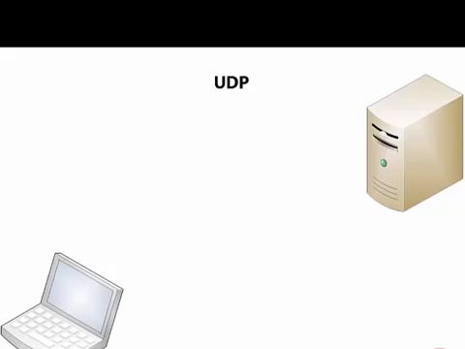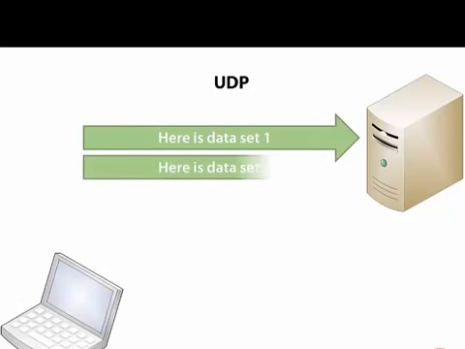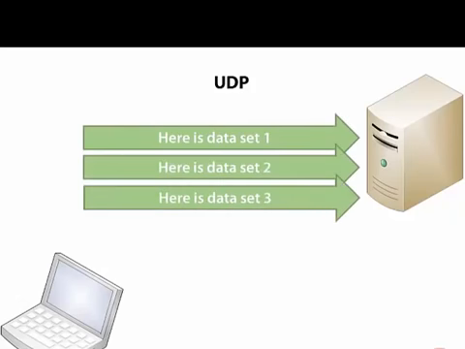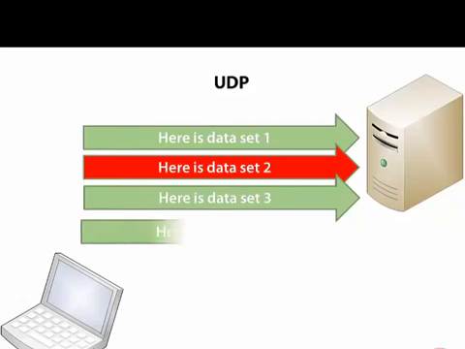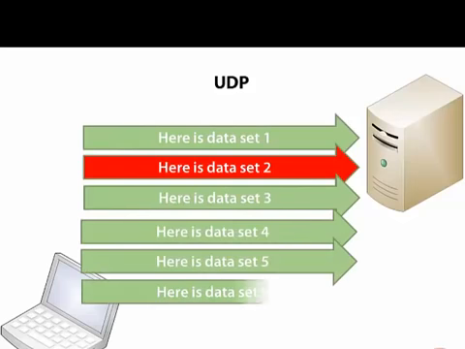So in UDP, the sending computer does not establish a session first. It just starts sending data. Here's dataset 1, here's dataset 2, here's dataset 3. Again, let's say dataset 2 goes missing for whatever reason. What will happen next is the sending computer will send dataset 4, dataset 5, dataset 6. In the transport layer protocol, there is no built-in mechanism to resend lost packets.